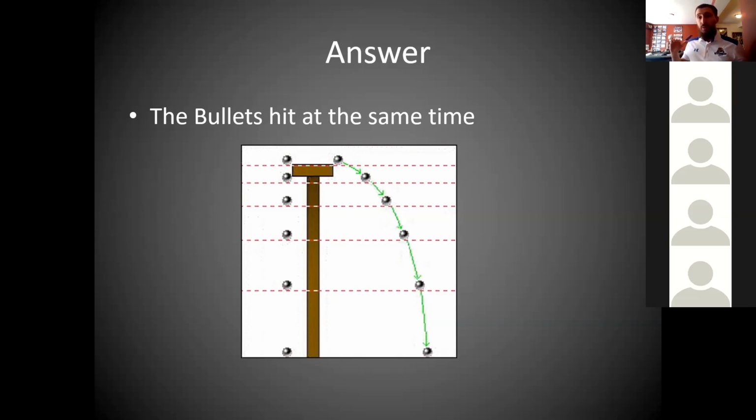So the key is when it's shot out horizontally, it doesn't have any initial velocity in the Y direction. Well, when you drop something, it doesn't have any initial velocity in the Y, right? If we drop something, I can say my V-naught is zero. If I shoot something horizontally, I can say my V-naught in the Y direction is equal to zero. So therefore, it'll fall at the same exact rate.